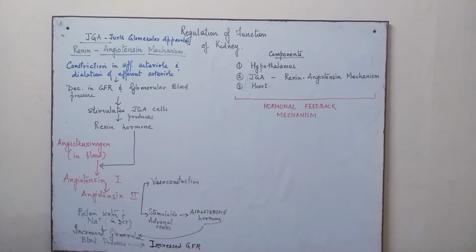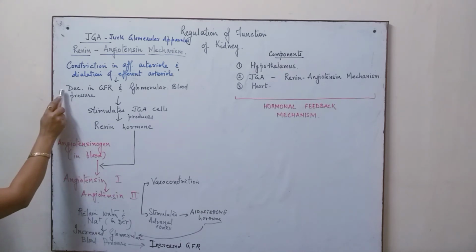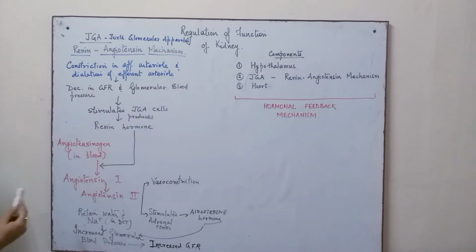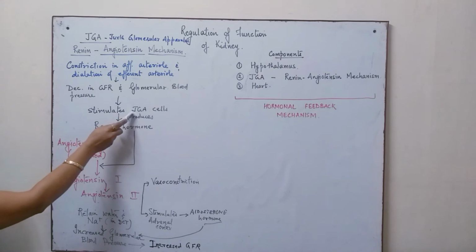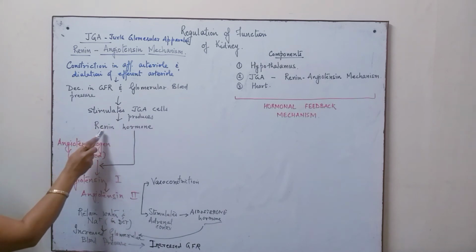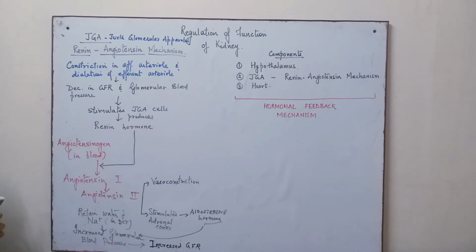Let us get it in a nutshell again. The role of the JGA, or the juxtaglomerular apparatus, is that it works by the renin-angiotensin mechanism. It's a very important mechanism. Now, the constriction in the afferent arteriole and the dilation of the efferent arteriole results in the decrease in the GFR and the glomerular blood pressure. As soon as the JGA cells detect the decrease, they get stimulated and start producing the hormone known as renin.